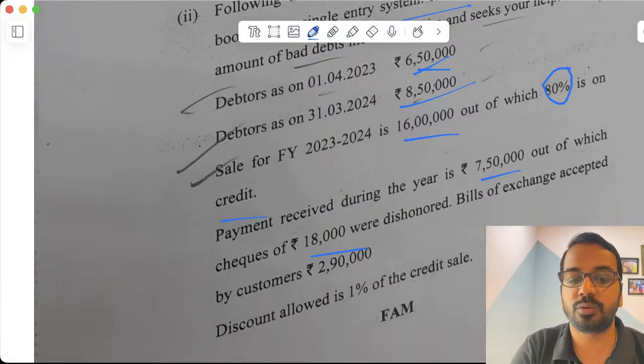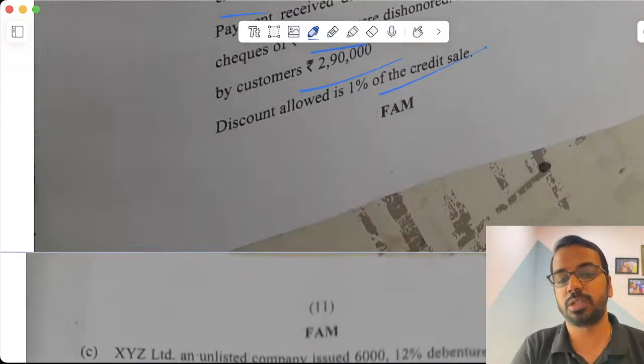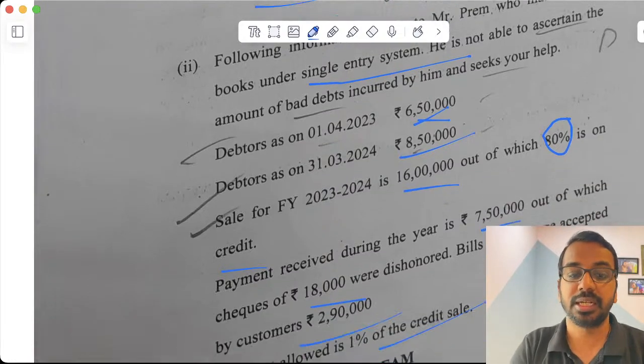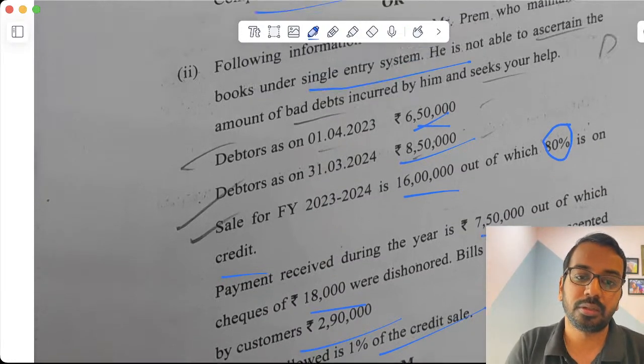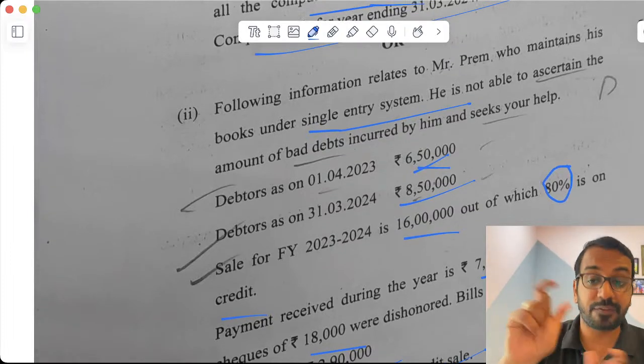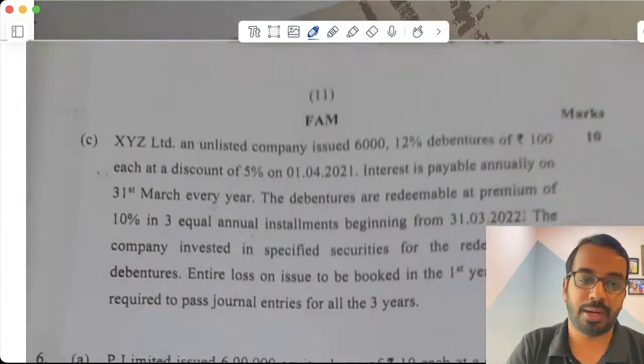Bill of exchange accepted 290, credit side. Discount allowed 1% on credit sale, credit side. So after doing all of that, you will get the closing balance, the balancing figure of the debtors, and that will be your bad debts which has been incurred. Okay, so because the closing balance is given, the difference, the balancing figure on the credit side that you will see will be the provision for bad debt.